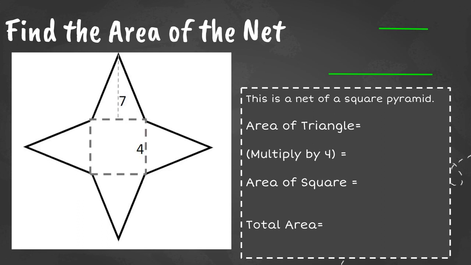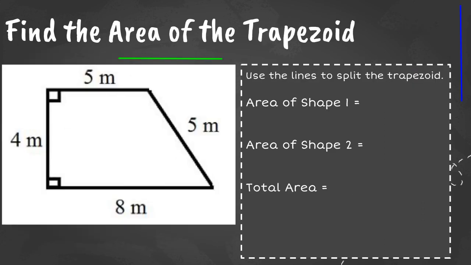Okay, this one is a net, and a net means if you folded it, it would make the shape. This is a net for a square pyramid, which will lead us into surface area later this week. So you're going to find the area of each piece and then find the total, which is actually finding the surface area of a square pyramid, but we're just looking at it as an irregular figure for right now.